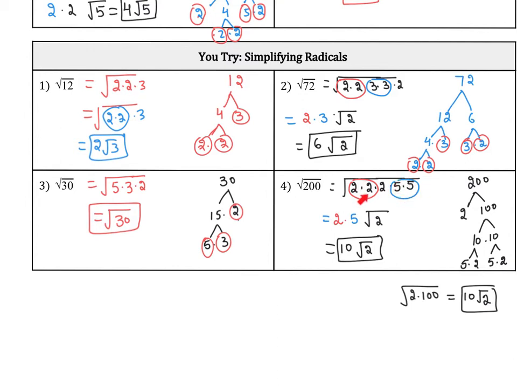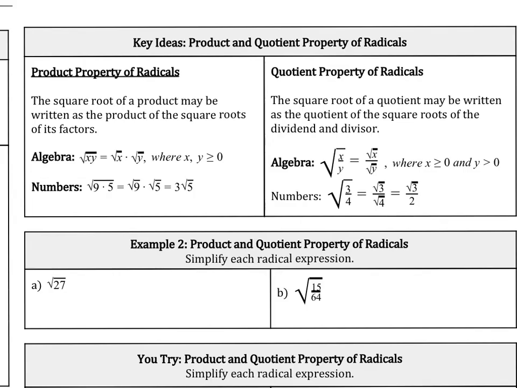Taking one number from each pair outside, so you have 2 times 2, take one number outside. 5 times 5, take one number outside. 2 times 5, you got 10, and inside you have a square root 2. So your answer is 10 times square root 2.